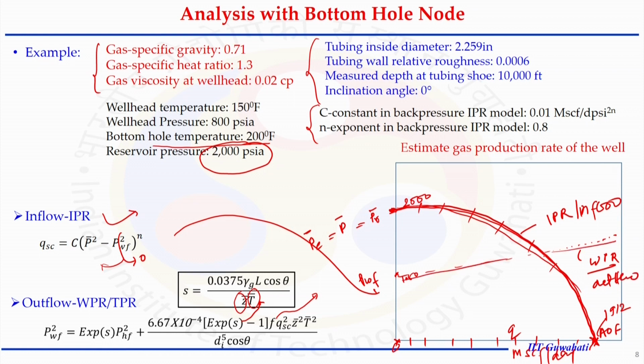And the point where these two are intersecting can be used to find out what the PWF, the operating condition, is going to be, and what the flow rate is at that condition. We can construct the curve to estimate the gas production rate. If we want to control the gas production rate, we can control it with the help of PWF, or the other way, if we want to control the PWF, we can control it with the help of Q.